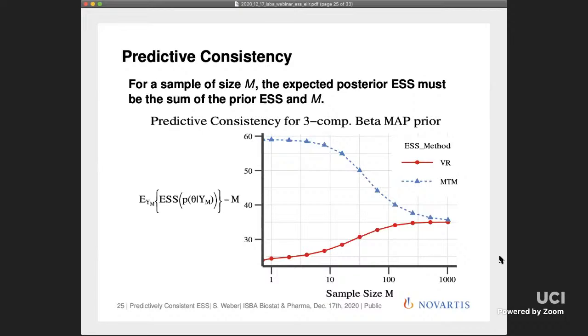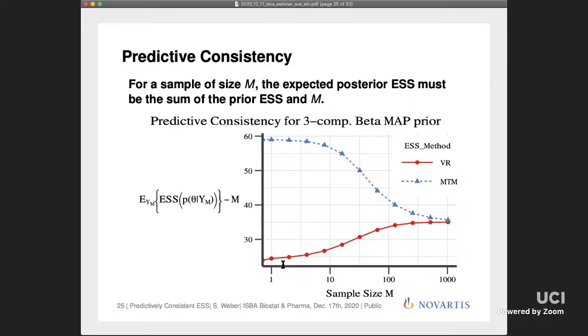And what you see here in the plot, I'm using as example the three-component beta mixture from the previous slide, is the ESS evaluated for the posterior when adding capital Y_M data. And M denotes the number of events which have been simulated from the prior predictive, and we integrate out according to the prior predictive density. And as such, of course, we get an ESS which is a lot larger than the ESS of the prior. But if we now subtract M, the number of events I have forward simulated, then of course I should get back the ESS of the prior.